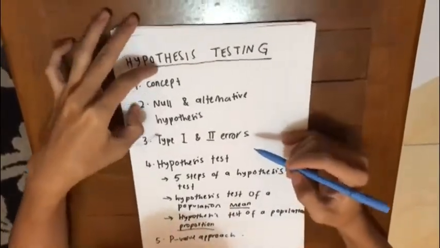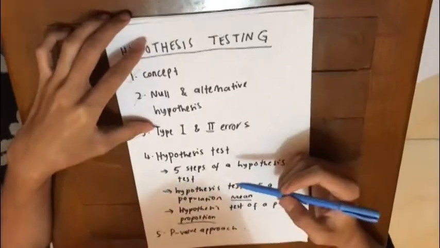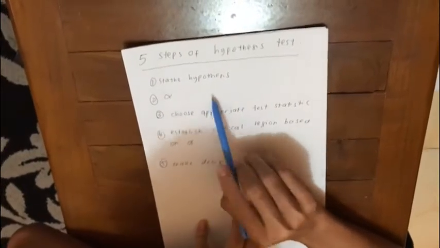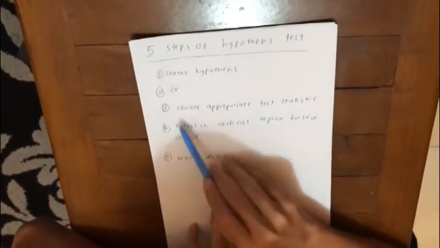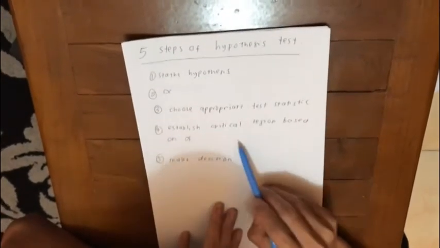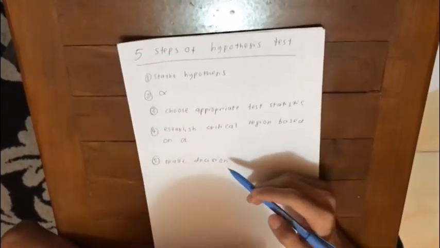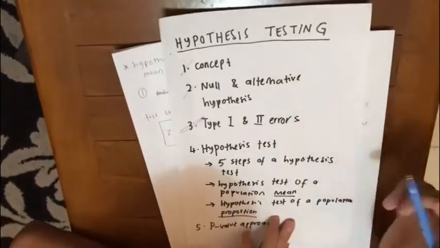So we move to the next topic, which is the 5 steps of the hypothesis test. The first one is to state the hypothesis. The second one is alpha. Then choose the appropriate test statistic. After that, establish the critical region based on alpha. And the last is to make a decision. So that is done for the 5 steps of the hypothesis test.